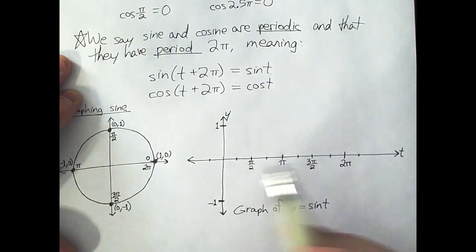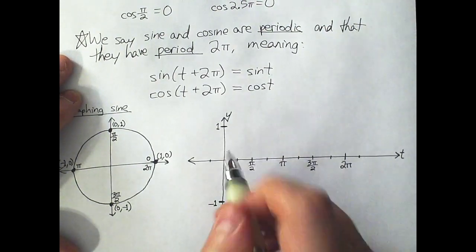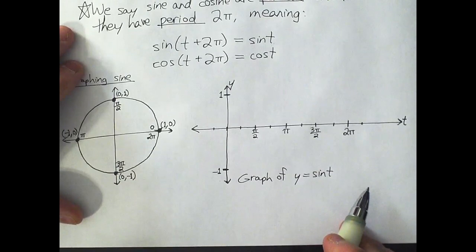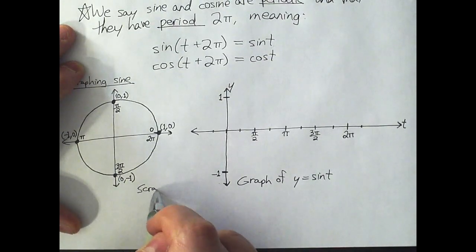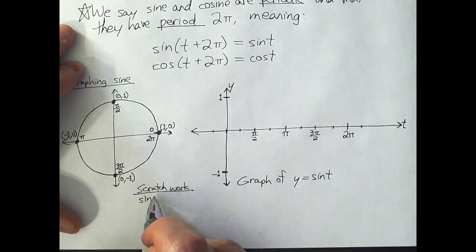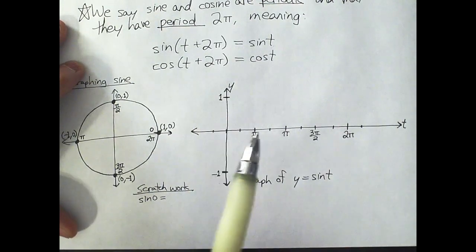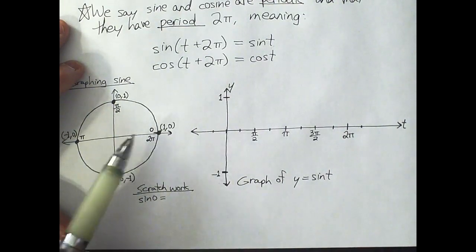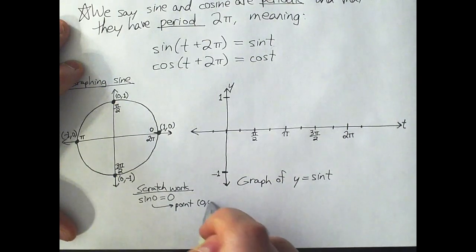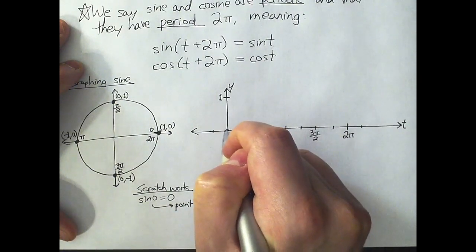So, do we know any points on this graph? Let's start at t equals 0. When t equals 0, what is sine? We could even set up a little table if you want. All right, we don't have a ton of room, but here, scratch work. What's sine of 0? Sine of 0 is the y-coordinate corresponding to the t value of 0. So the y-coordinate is 0, 0. So this means that the graph that we are making includes the point 0, 0. Put a point there.